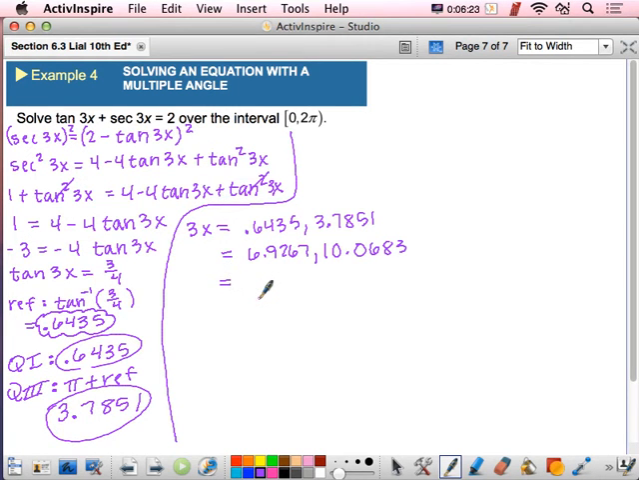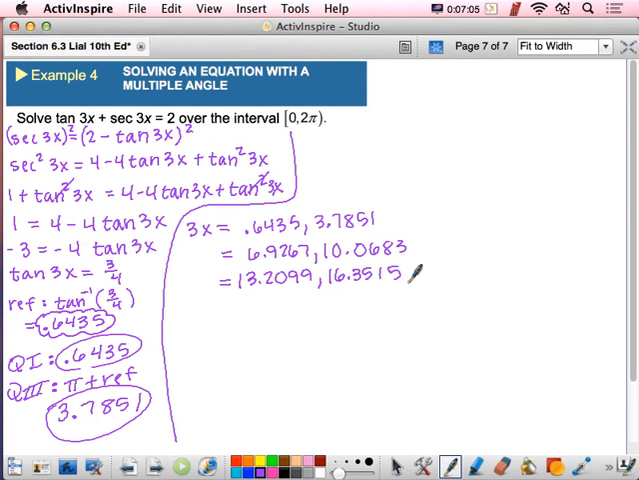Why do that means? I don't know. Because then don't we have to go through and divide all these by 3? Yes, ma'am. Yes, you do. Thank you for pointing that out. Okay, so the next one is 13.2099. And the next one is 16.3515. Okay, there are the 6 things that 3x can equal.